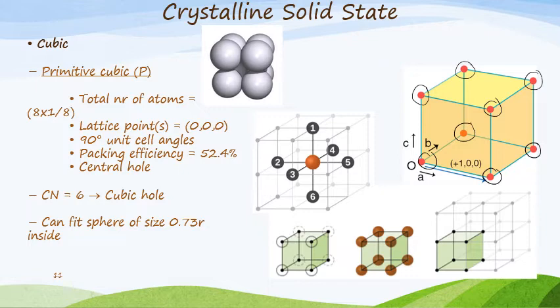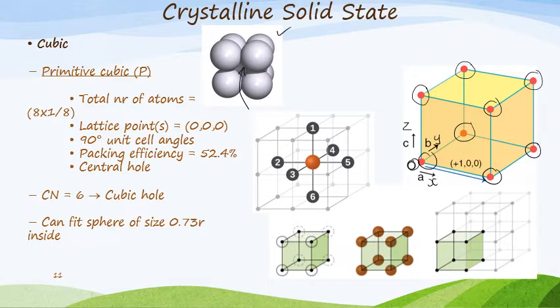We classify the lattice point at the origin, where we have this O, as 0, 0, 0, so that means position 0 in the X, Y, and Z directions. In terms of solid state, we represent A as the X direction, B as the Y direction, and C as the Z direction. All the unit cells have 90-degree angles. The packing efficiency is 52.4%. I'm going to show you how we calculate that. There is a hole in the middle, so if we look at the structure at the top, you can see that there's a hole right there.